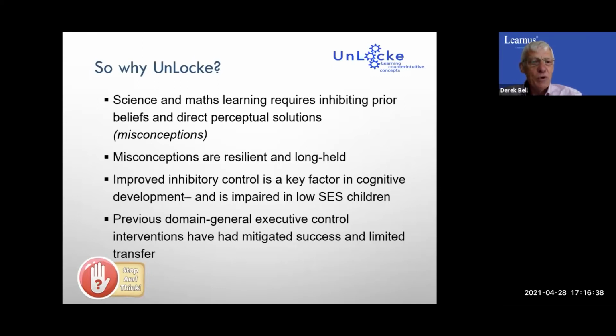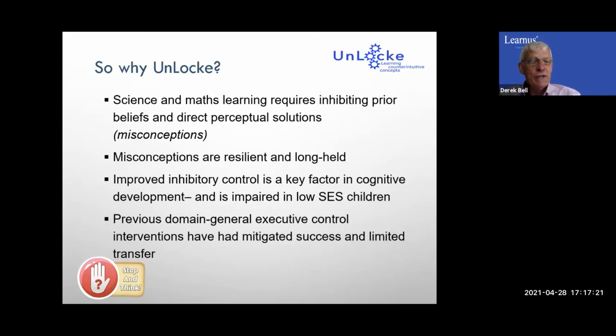Therefore, the argument is that improved ability to control this initial answer, this intuitive response, would help learning. And there is some evidence that children with low socioeconomic status have inhibitory control impaired more than others who are perhaps a little bit more privileged or less disadvantaged. And the other issue is that if you teach executive control processes in isolation, the transfer to new areas doesn't work very well.